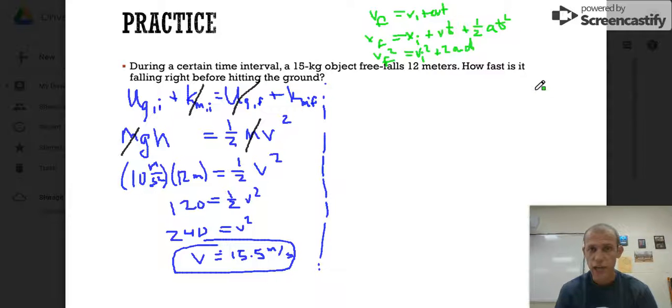So let's look at what we have. We have mass. Does any of these equations have mass in it? Nope. So we must use something else. 12 meters, that's a displacement. Do I have that in any of these? It looks like this is the only equation that has that, and I don't have anything else, so I have to go with that. Let's see what we have. Final velocity. Do we know what that's going to be? Nope, that's what we're trying to find. Essentially, we know it's going to be 15.5.